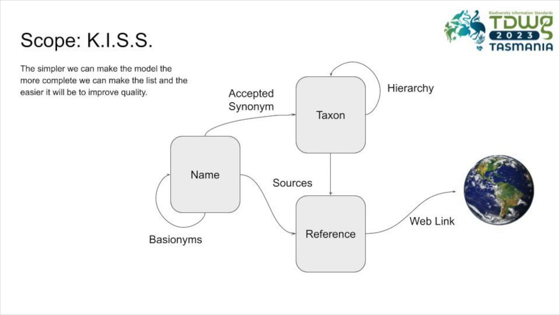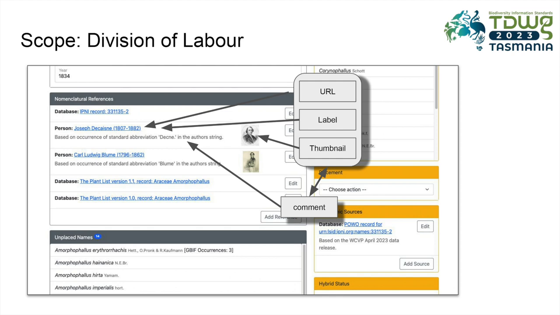Here is how we keep it simple. We managed to keep it simple by outsourcing much of what used to be done in taxonomic databases to the web. 10 years ago, we would have had tables tracking people, literature, specimens, and lots of other stuff. Today, we simply link out to them. This division of labour is key to the future of biodiversity informatics, in my view.